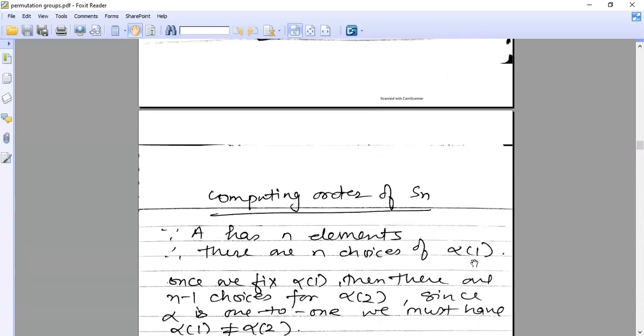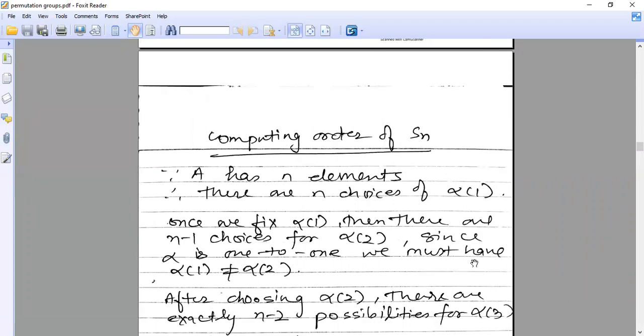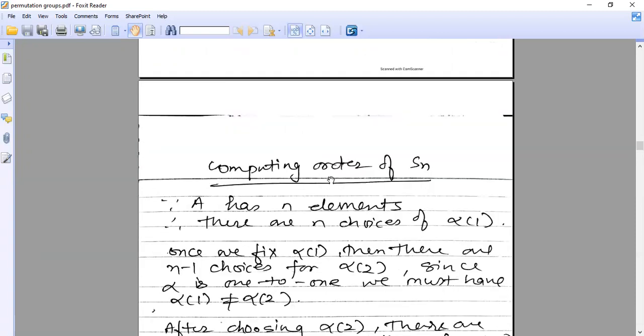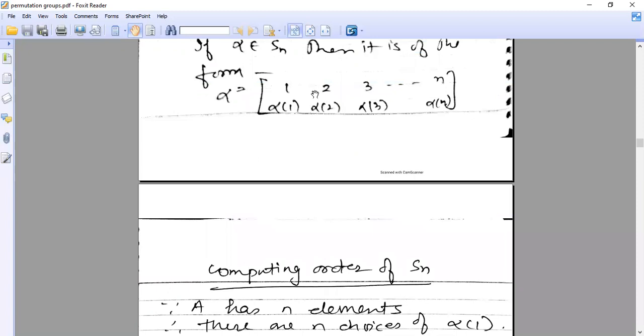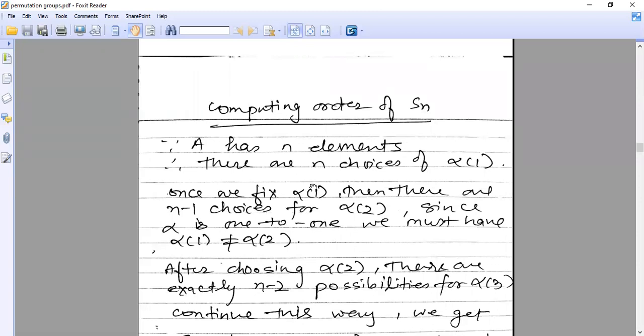Now, computing the order of Sn. So if you have some symmetric group, then how do you compute the order of Sn? The thing which I told you, that Sn has n factorial elements, S3 has 3 factorial, that is 6 elements. So how does it arise? Now since A has n elements, so we are talking about Sn, A has n elements. So there are n choices of alpha 1. So first we are taking this. You have these n elements, then we are talking about images of these elements one by one. So for alpha 1, you have n choices.